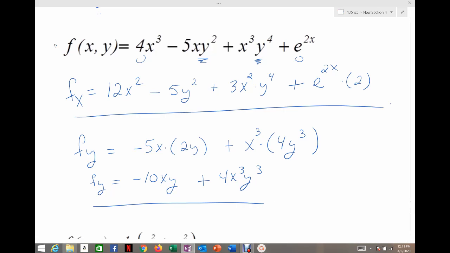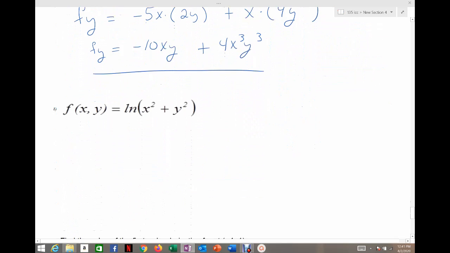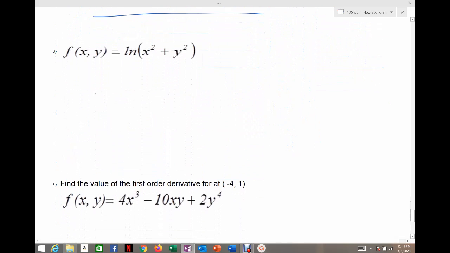Values. My first order partial derivative with respect to each of my variable parts. There we go. Alright, the next example. Alright, so I've got my natural log of x squared plus y squared. So this is going to be my chain rule on my natural log, if you can read that.